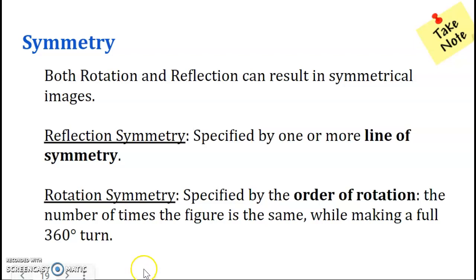Now we're going to be taking some notes summarizing all the things that we've learned. Symmetry, both rotation and reflection, can result in symmetrical images. Reflection symmetry is specified by 1 or more lines of symmetry. Rotational symmetry is specified by the order of rotation, the number of times the figure is the same while making a full 360-degree turn. Great, so that sums up the symmetry.